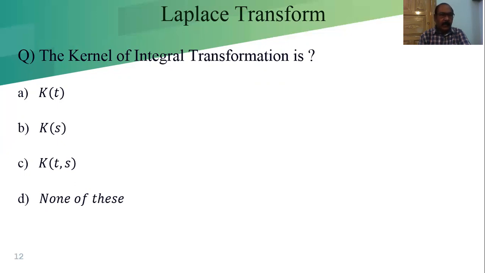Again, I am repeating the question. The kernel of integral transformation is: option A, KT, option B, KS, option C, KTS, D, none of these.